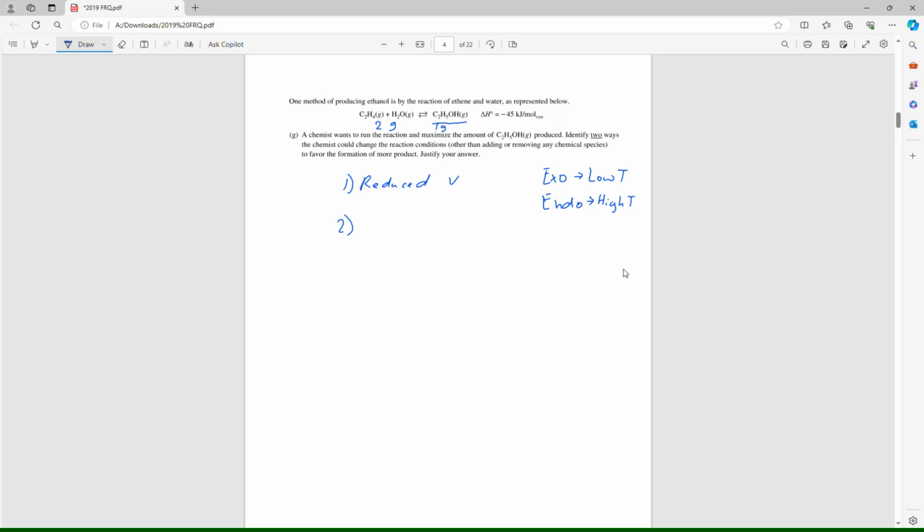So the forward reaction is exothermic. The reverse reaction is endothermic. We're trying to make more products. We're trying to do more forward. So if we reduce the temperature, that would create more of the products. Those are actually the only 2 that work, aside from adding or removing any chemical species.